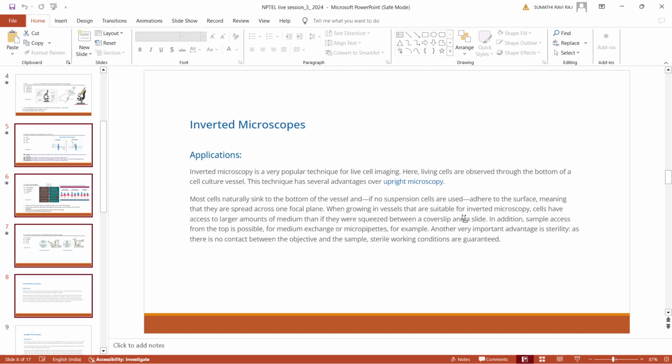And when growing in vessels that are suitable for inverted microscope, cells have access to larger amounts of media than if they were squeezed in between cover slip. So there is one more thing. You can also do live cell with cover slip, but it is not preferred because the cells will not get enough media that time.